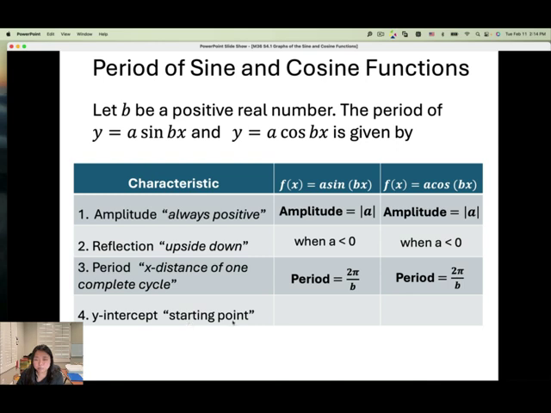Y-intercept, starting point. Remember, sine is always starting from 0, 0. Okay, cosine will be starting from 0 and a. If you have an original cosine x, y equal to cosine x, then a will be equal to 1.